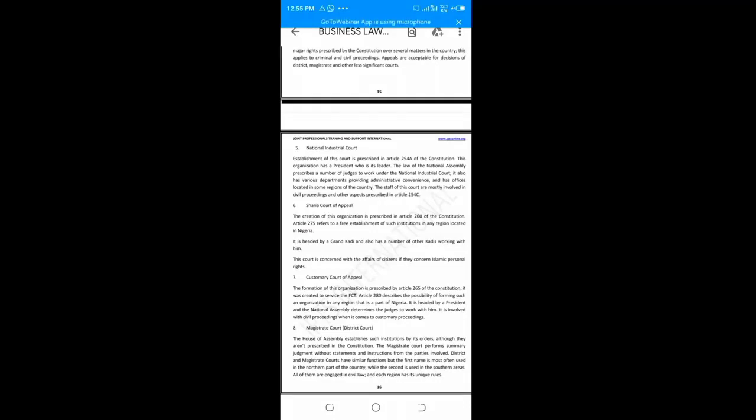So the magistrate court and the district court have similar functions. The district court is mostly used in the northern part, while the magistrate court is used in the southern areas. All of them are engaged in civil law, human rights, and disputes between individuals, companies, and the rest. Let's look at the last one, which is the customary court.